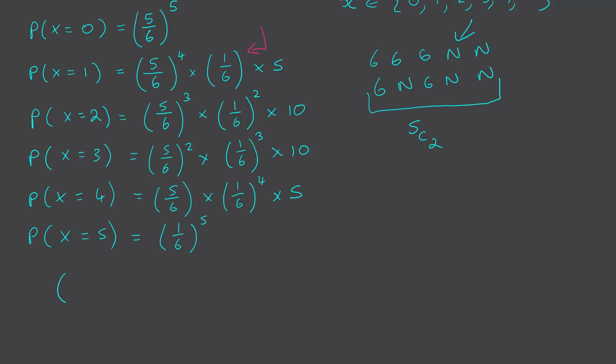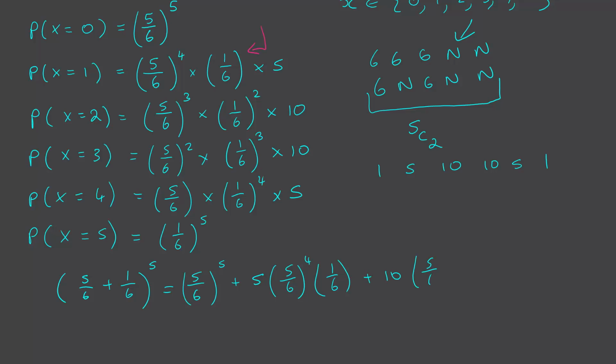If you now consider doing 5/6 plus 1/6 to the power 5 using the binomial, what do we get? We get 5/6 to the power 5, and we'd be using the 1, 5, 10, 10, 5, 1 line of Pascal's triangle for the coefficient. So the next one would be 5, 5/6 to the 4, 1/6, and then the next one would be 10, 5/6 cubed, 1/6 squared.